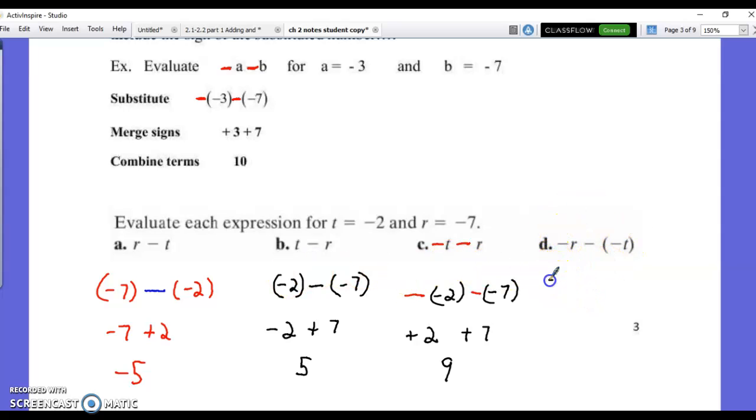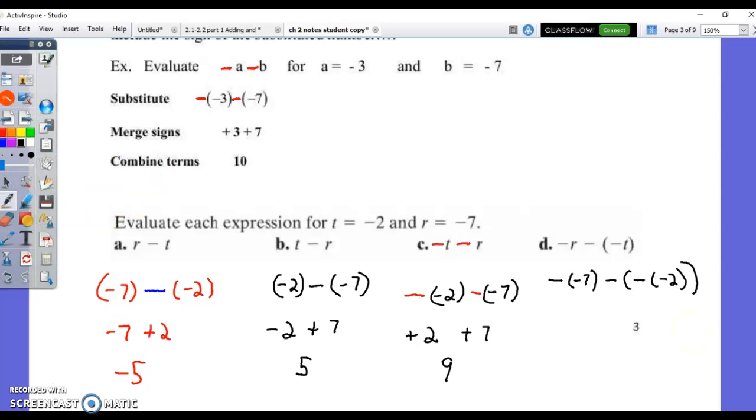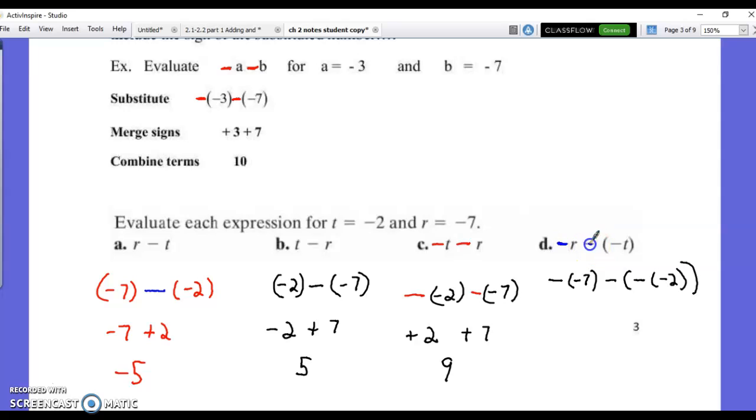So I have this negative, and then my R is a negative 7, minus parentheses, and then I have a minus again, then I have a negative 2, so in parentheses, negative 2. And then I'm going to close out that parenthesis. That's a lot. All right, I'm going to kind of highlight the originals. Right? We have this, this, and that.